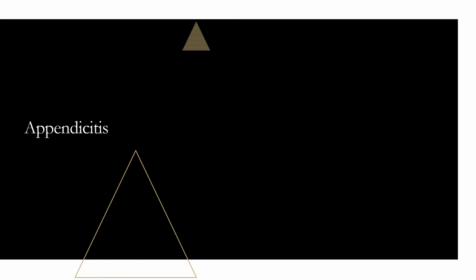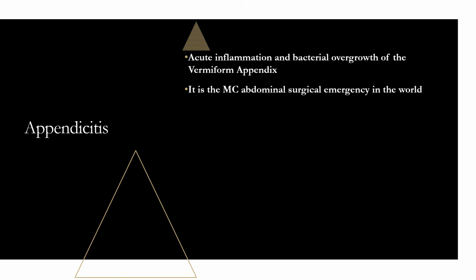Most of these things you're already going to know, but there are some things that I really want to hit home to make sure that you don't forget that are important. Appendicitis, as you probably know, is an acute inflammation and bacterial overgrowth of the vermiform appendix. Now, it's the most common abdominal surgical emergency in the world, and that's why most people are pretty familiar with this already. As far as etiologies, there's 2 that you need to know that are the most common.